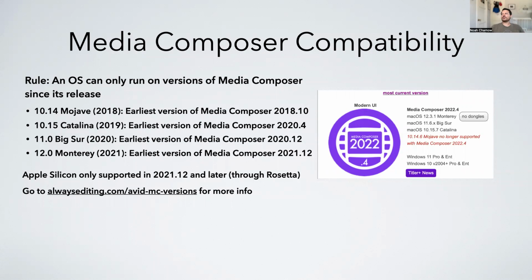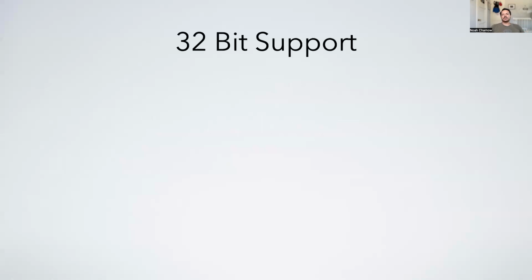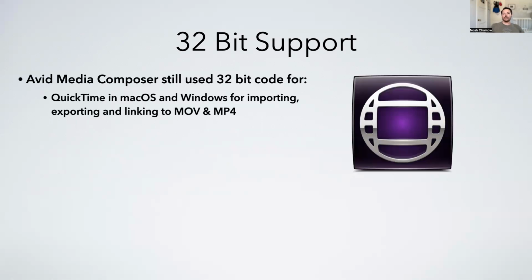Okay, so let's talk a little bit more about the impact on Media Composer. So I mentioned before that Catalina and later drop support for 32-bit apps. And I mentioned that Media Composer still uses 32-bit code for QuickTime in macOS and Windows for importing, exporting, and linking to MOV and MP4. Linking to MXF, basically anything other than MOV and MP4, has been unaffected by this transition.